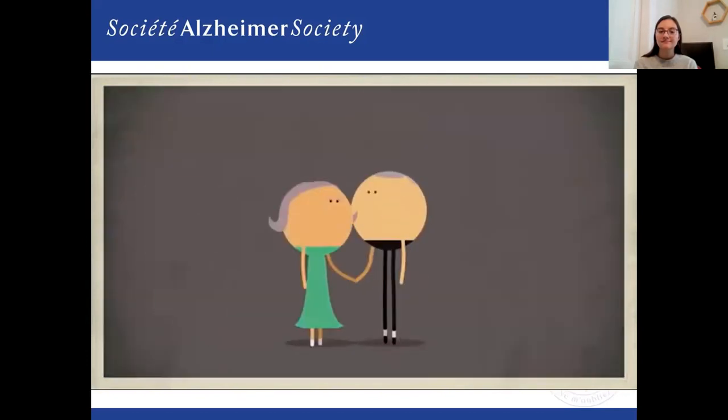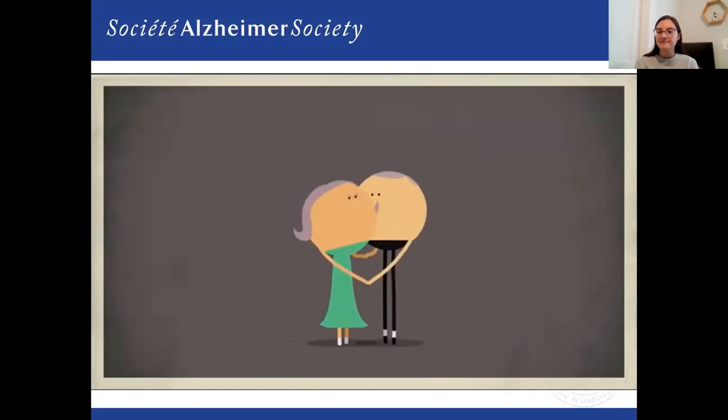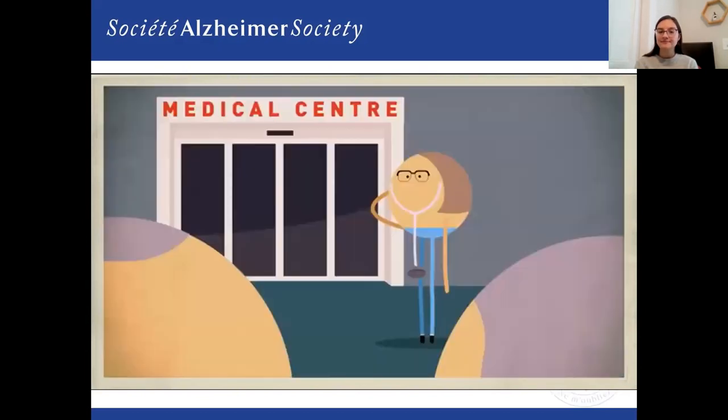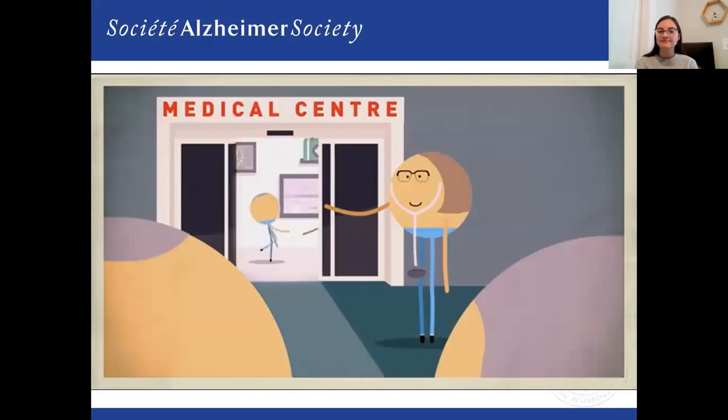And that's why, if you or your loved one have the symptoms of dementia, you need to see your doctor to find out the underlying cause.